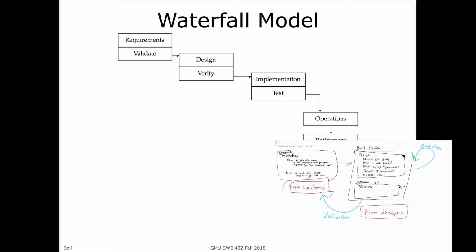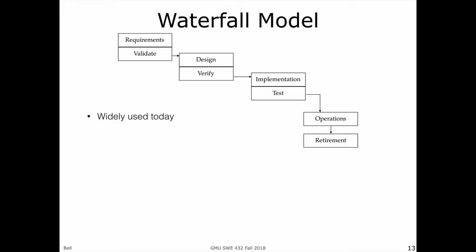So the first and simplest is the waterfall software model. The waterfall model is pretty widely used today, and you can see what happens in it, right? So we start off in this requirements phase, and then we move into the design phase, and then we move into the implementation phase. After we do our requirements, we're going to validate them and see that they make sense.